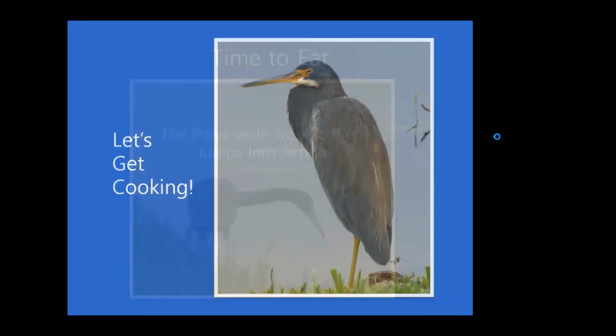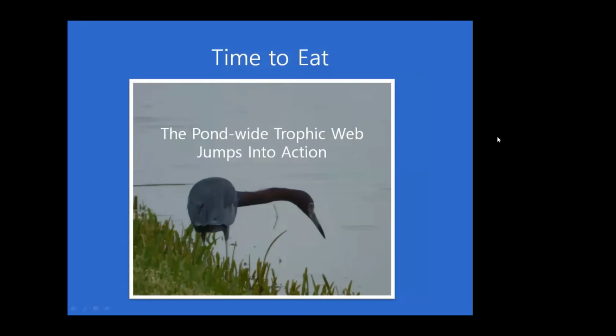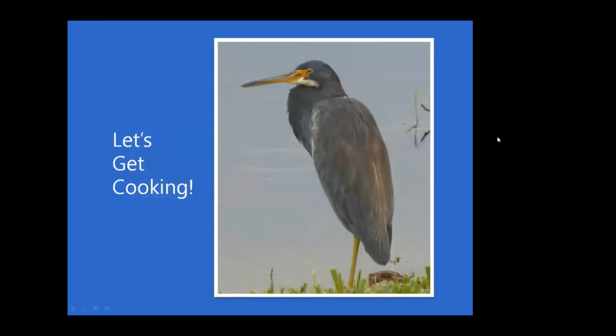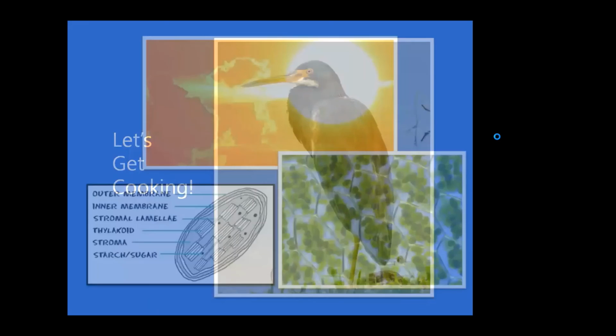Is that bird and that bird, are they the same bird? No, shouts. I can hear the shouts from here. No, we've got a little blue heron and we've got a tricolored heron. Good catch. So now we're going to start making some food. So let's get cooking. We begin at the very beginning.